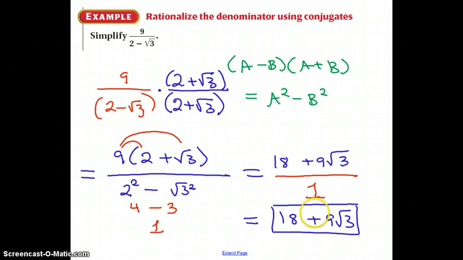And that's the end of the lesson. So this was the second part of 11.2 lesson, simplifying radical expressions.